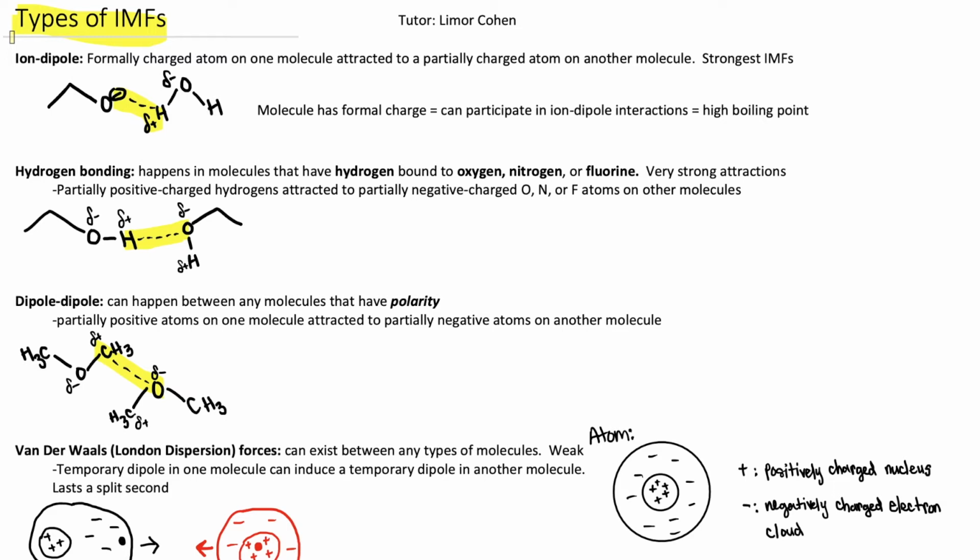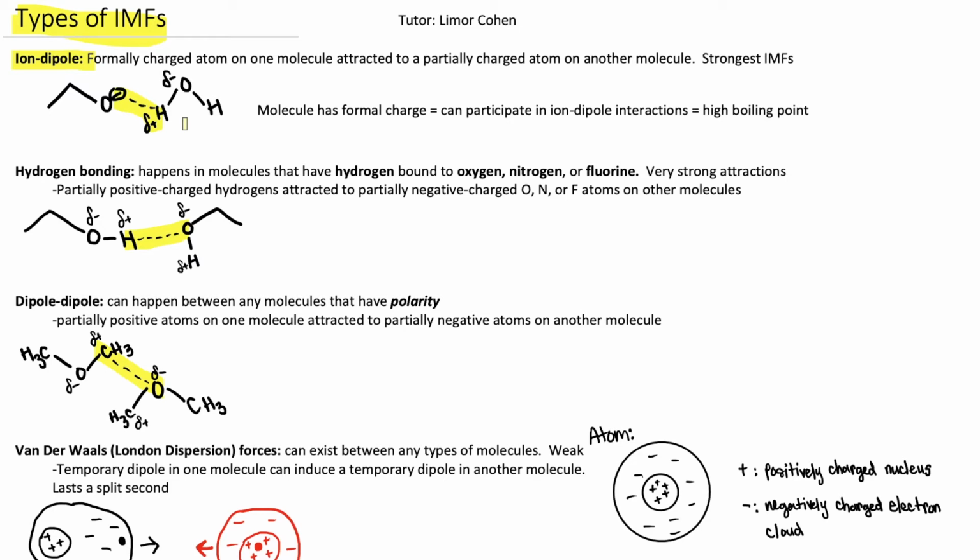So the strongest type of IMF that exists between molecules are ion-dipole interactions, which are basically when an ion is attracted to a molecule that has a dipole moment. So ions are molecules that have atoms with formal charges. So this could be a fully positive charge or a fully negative charge. Here we can see that our oxygen has a negative charge, so this here is an ion. So ions can interact with molecules that have a dipole moment, meaning molecules that have polarity.